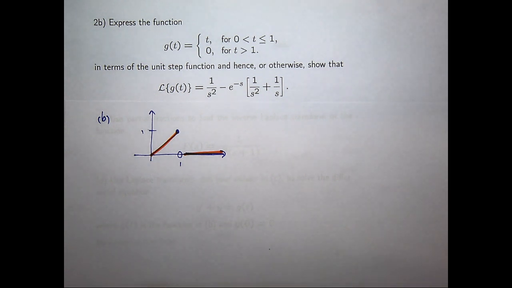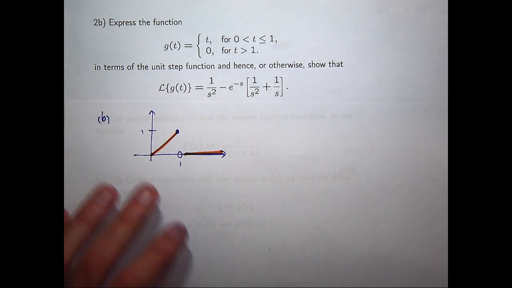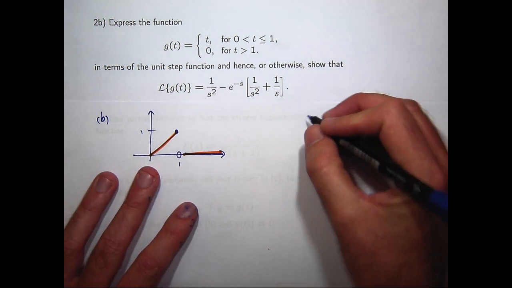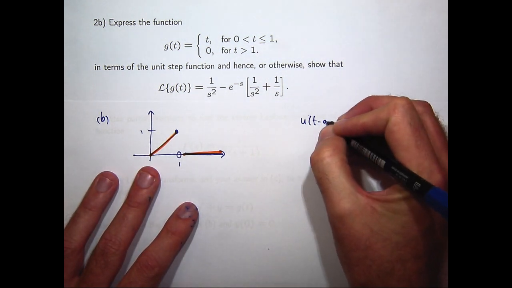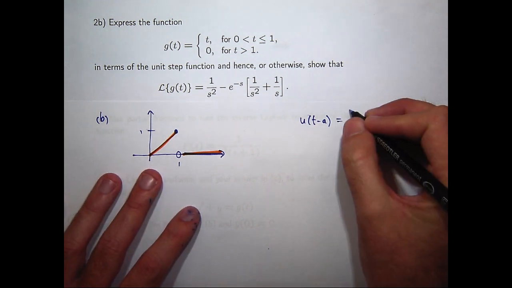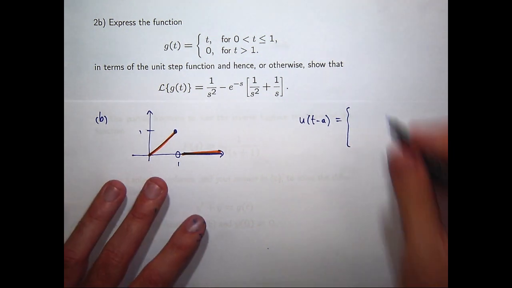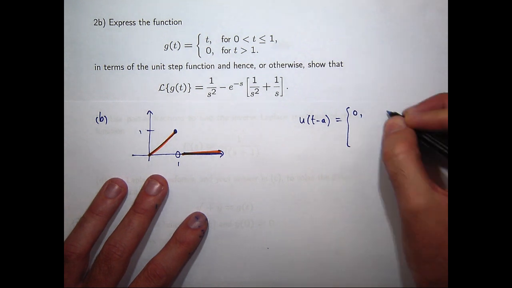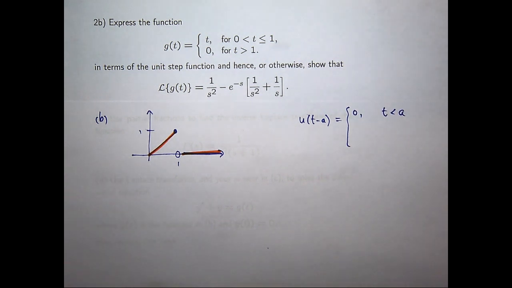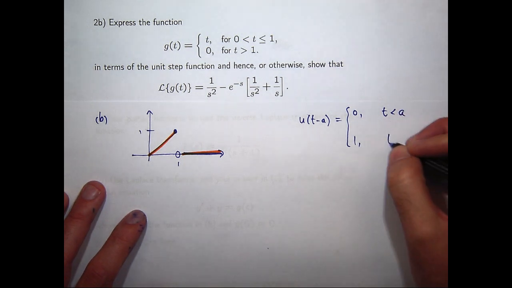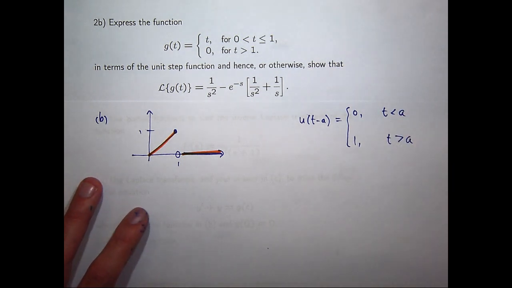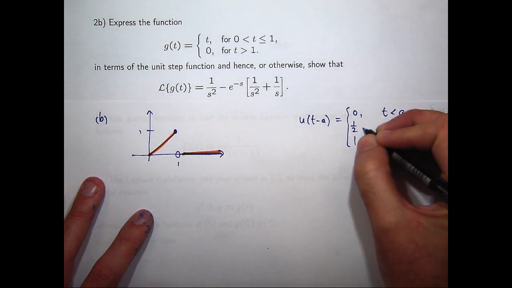So how do we write this in terms of the Heaviside step function? Well, let me just remind you that the Heaviside step function, at least in this course, is zero to the left of a jump point. It's 1 to the right of a jump point, a, and it's half at the jump point.